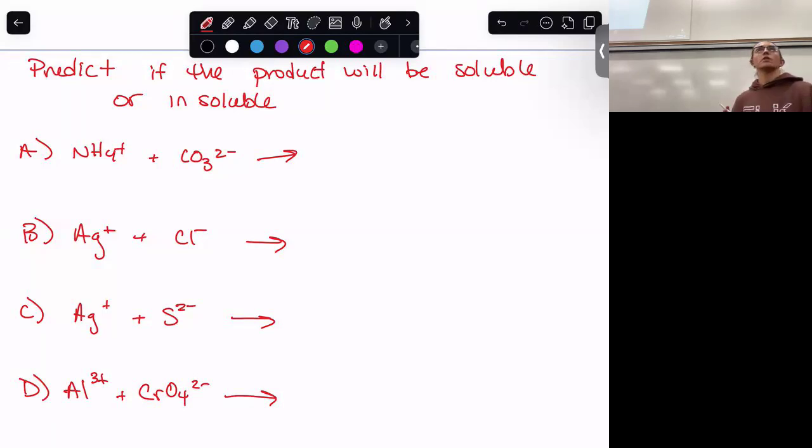You gotta have the soluble and insoluble chart. Yeah, you'll be given the solubility chart on your exam. I don't know how to display the question in that, so I think it's in your slides. It should be in your slides.